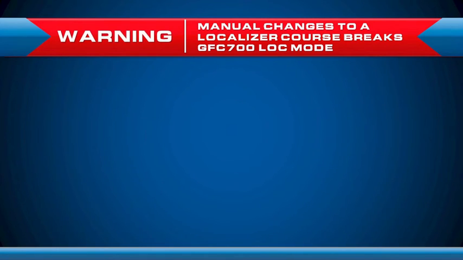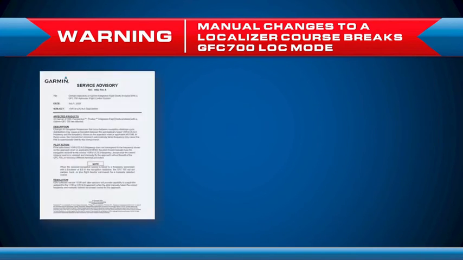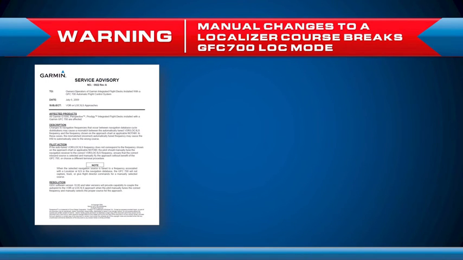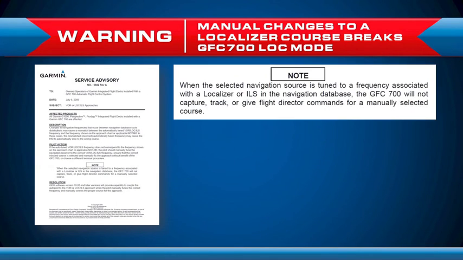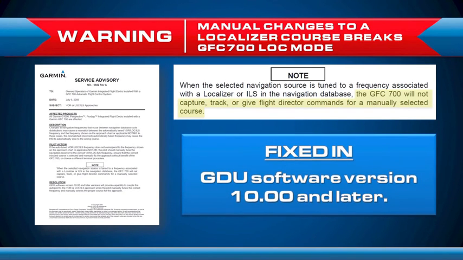Any manual changes to a localizer course that's in the database will break the GFC 700 localizer mode. And Garmin did publish a service advisory describing this problem, and it basically says that the GFC 700 will not capture, track, or give flight director commands for any manually selected course. Fortunately, though, Garmin has identified and fixed the problem, and it should no longer be an issue if you have GDU software 10.00 or later.